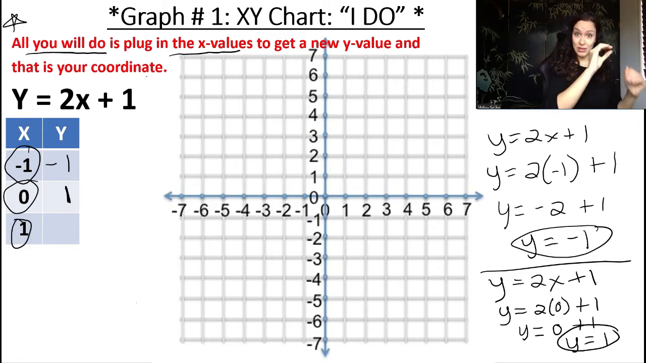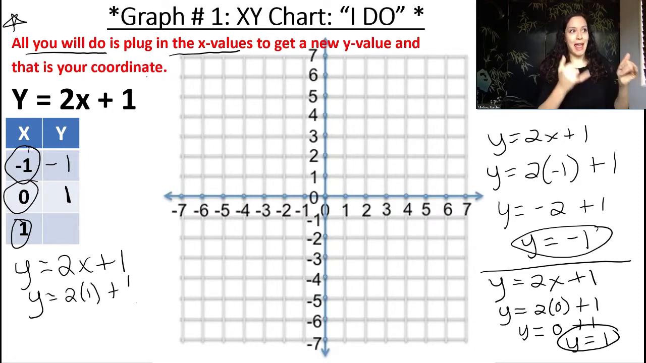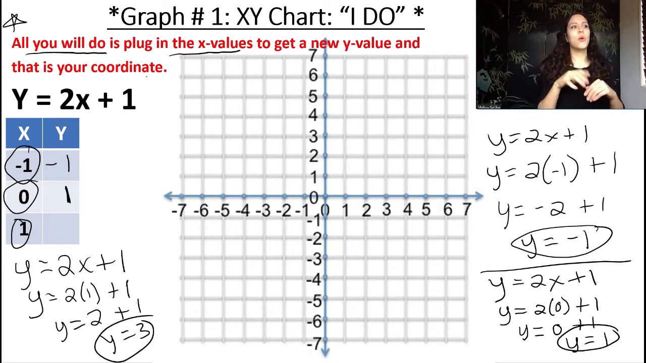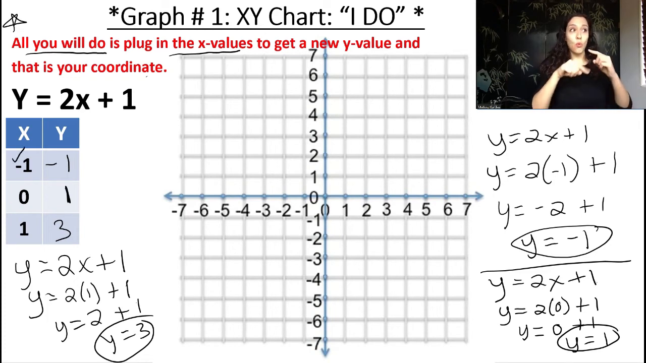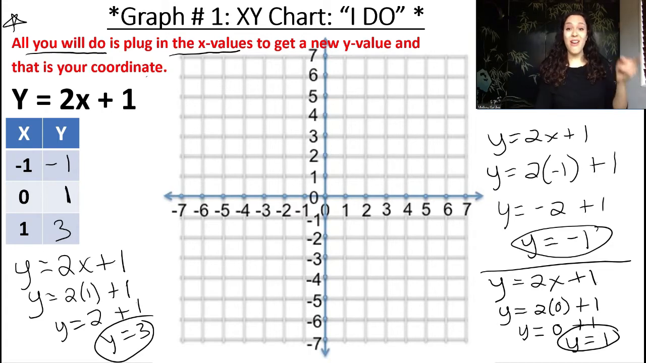Now our last one, I've got to plug in 1. Y equals 2x plus 1, that's our original equation. Y equals 2 times 1 plus 1. Y equals 2 times 1 is 2, plus 1. So y equals 3. So what this is saying is when x is -1, y is -1. When x is 0, y is 1. When x is 1, y is 3. So these turn into coordinates. Hopefully you remember how to graph.